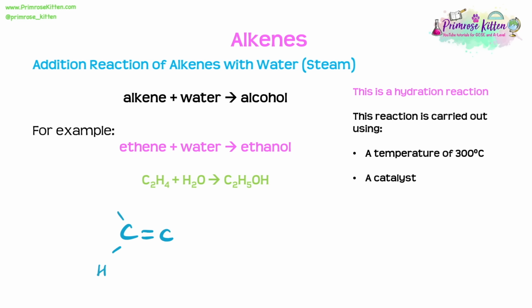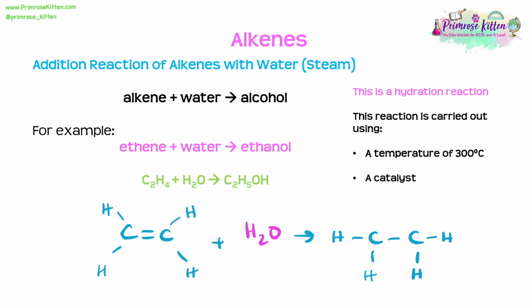Now let's have a go at writing this reaction showing its structure. Let's start by writing ethene, which has 2 carbons and that C-double-C bond. We're reacting it with water in its gaseous form. And what's going to happen is, again, that double bond is going to break open, leaving us with a C-single-C bond. And the H and the OH from the H2O bond to each of those 2 carbons.